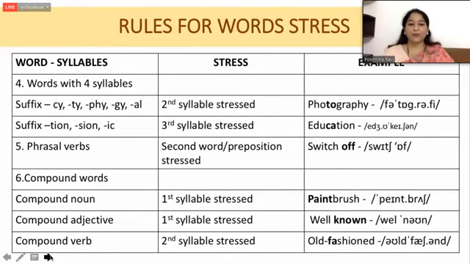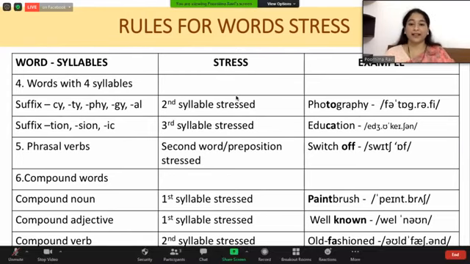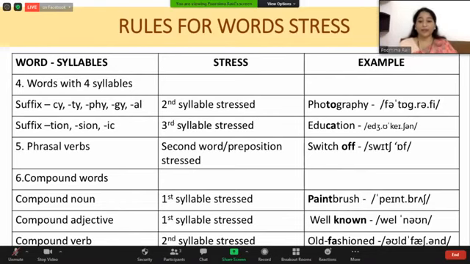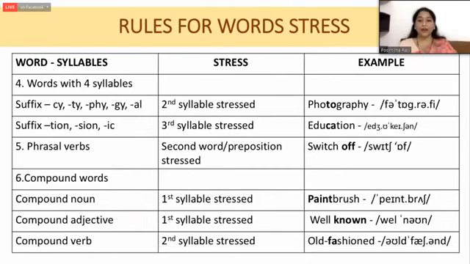So these are with words. How about phrasal verbs? Phrasal verbs are a combination of words like get out, get in, switch off. So when you have phrasal verbs, it is the second word that is stressed. Switch off the fan. You don't say "switch off the fan." You stress on the "off."